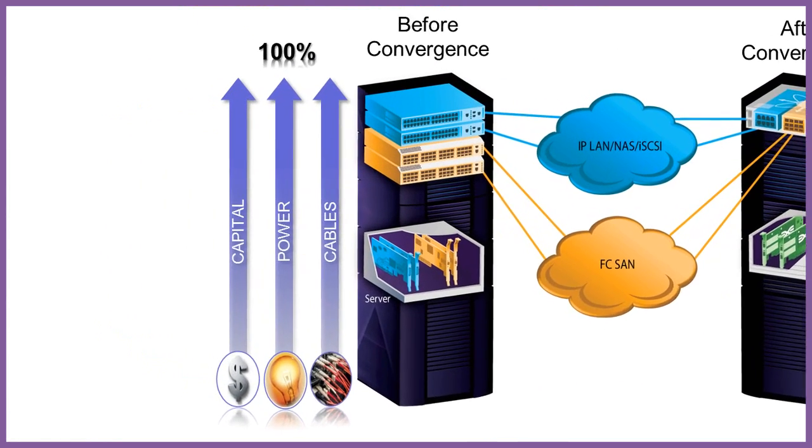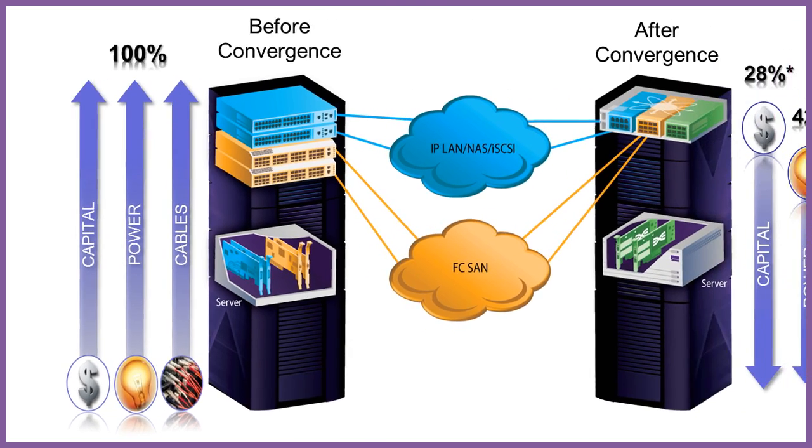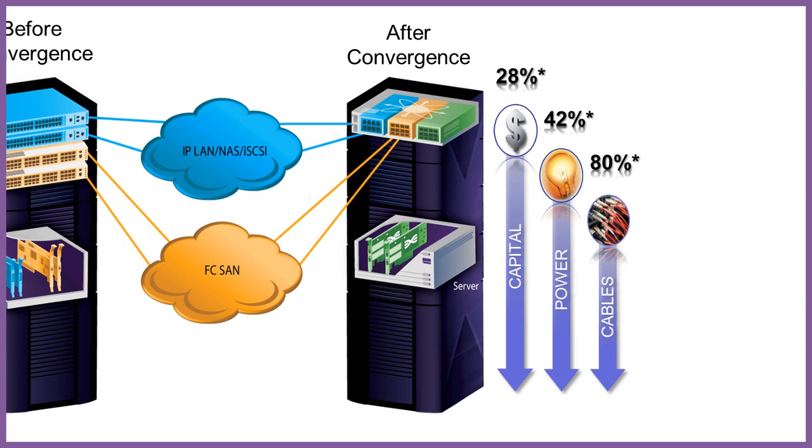Before convergence, you needed a separate redundant Ethernet switch fabric, a redundant fiber channel switching fabric, and separate IP NICs and fiber channel HBAs. And after convergence, with IBM's Virtual Fabric architecture, there are significant reductions in CapEx and OpEx in terms of the capital expenditure required to procure the solution and cables, and operationally from managing less cables and using less power to facilitate the same system.